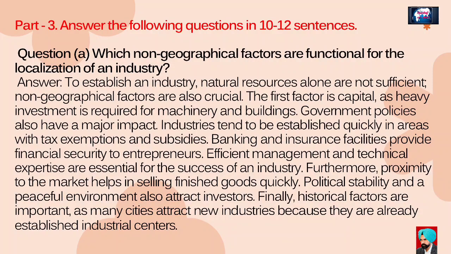Question A. Which non-geographical factors are functional for the localization of an industry? Answer: to establish an industry, natural resources alone are not sufficient. Non-geographical factors are also crucial. The first factor is capital, as heavy investment is required for machinery and buildings. Government policies also have a major impact. Industries tend to be established quickly in areas with tax exemptions and subsidies.